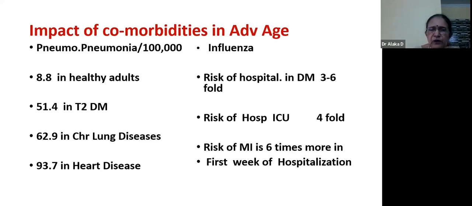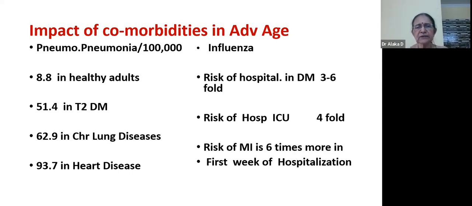What is the impact of comorbidities in advancing age? If you see here, pneumococcal pneumonia per 100,000 population: in healthy adults, it is 8.8. In the presence of type 2 diabetes, it is 51.4. In the presence of chronic lung disease, it is 62.9. And in heart disease, it is 93.7. So comorbidities like diabetes, chronic lung disease, and heart disease make the person vulnerable or susceptible to pneumococcal pneumonia, and this is how it goes on rising.